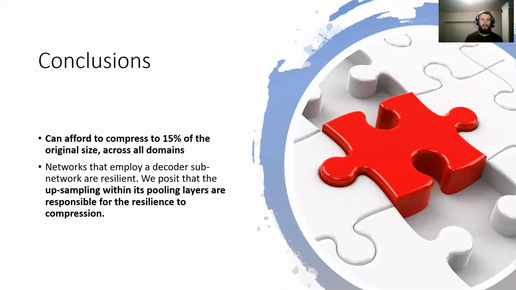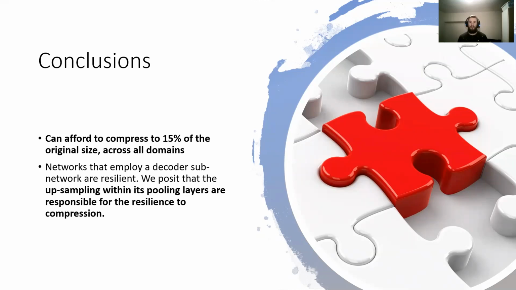So overall, what can we conclude? We can afford to safely compress all our data by as much as 15% of the original size across all domains and receive a negligible performance loss in our networks. So to reiterate, if we think about all the data sitting on our hard drives, we can reduce that storage capacity to as much as 15%, and we probably won't notice on our networks all that much.